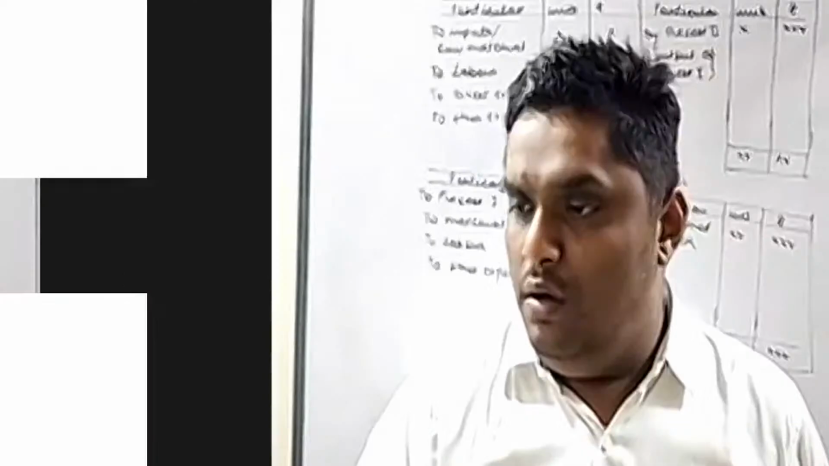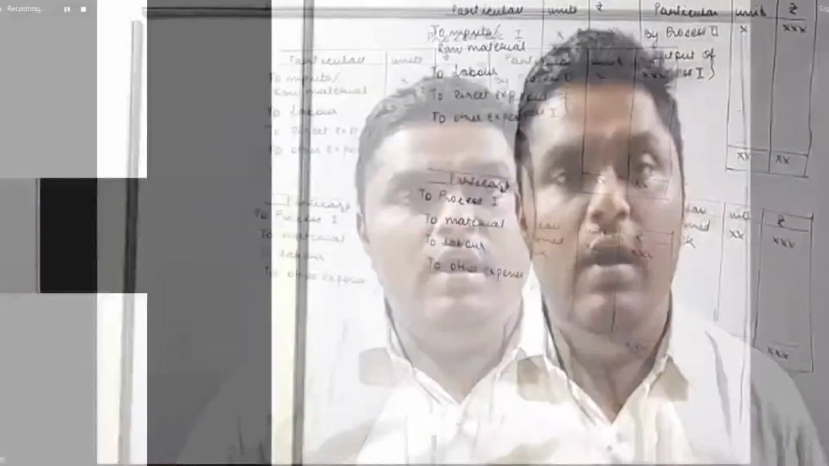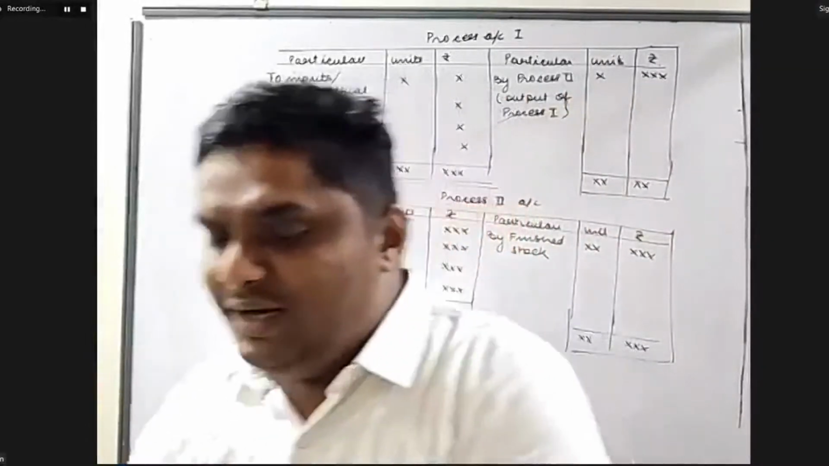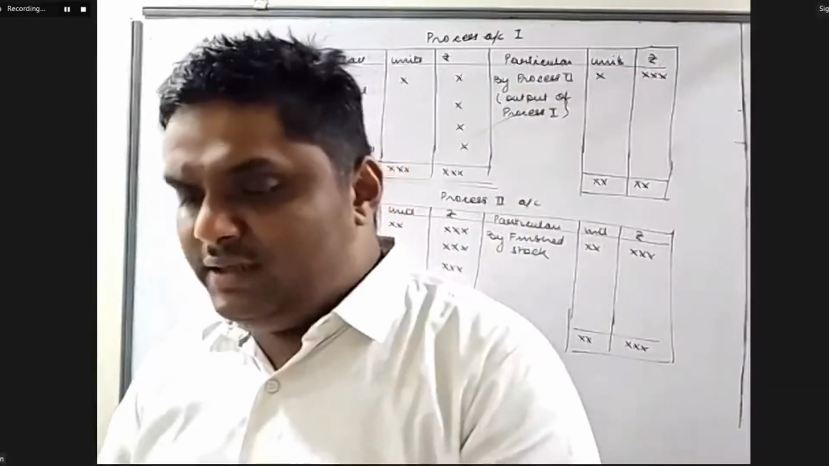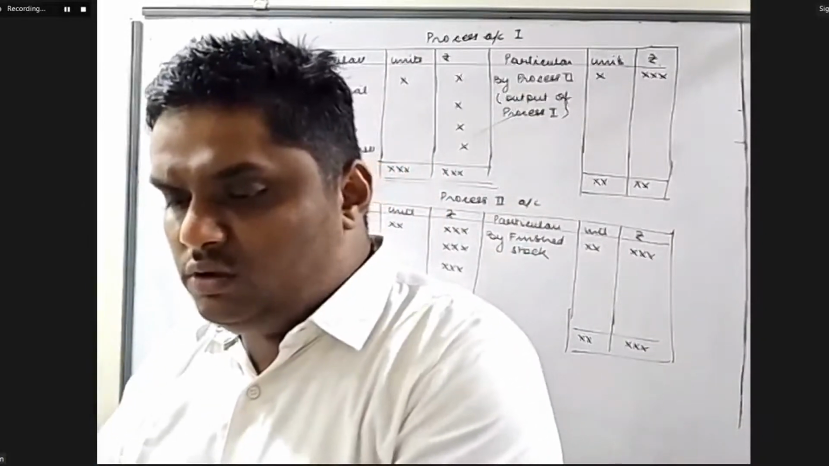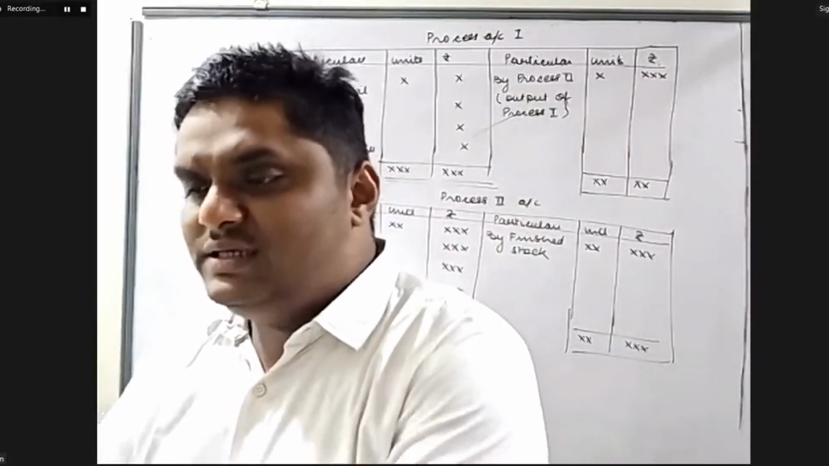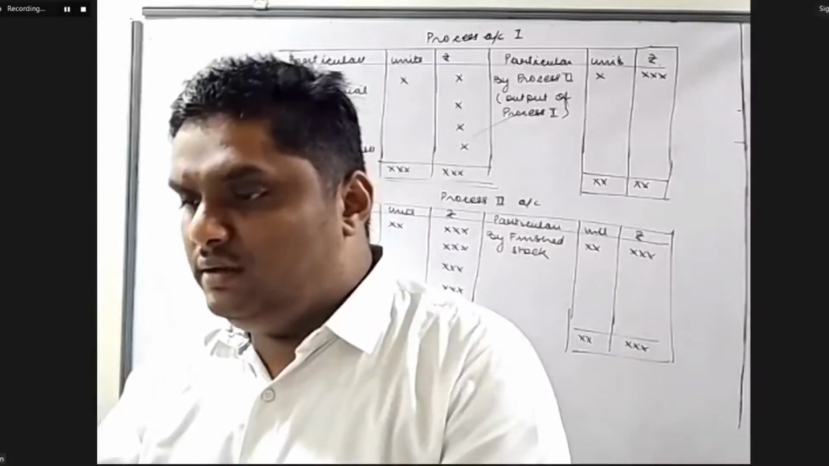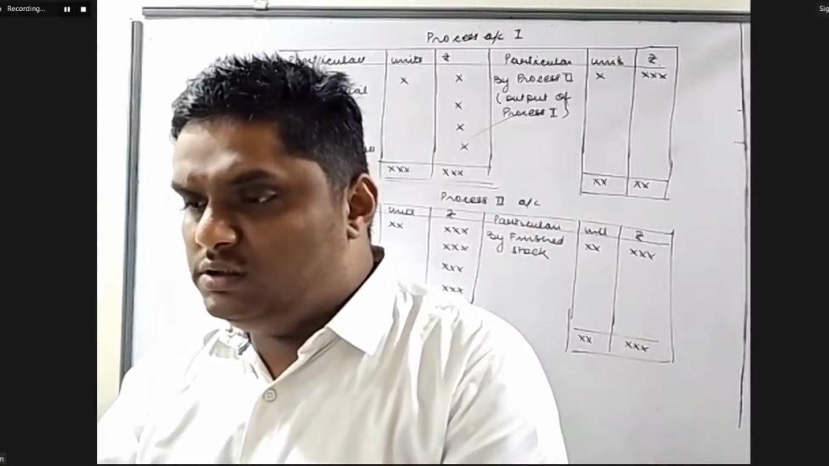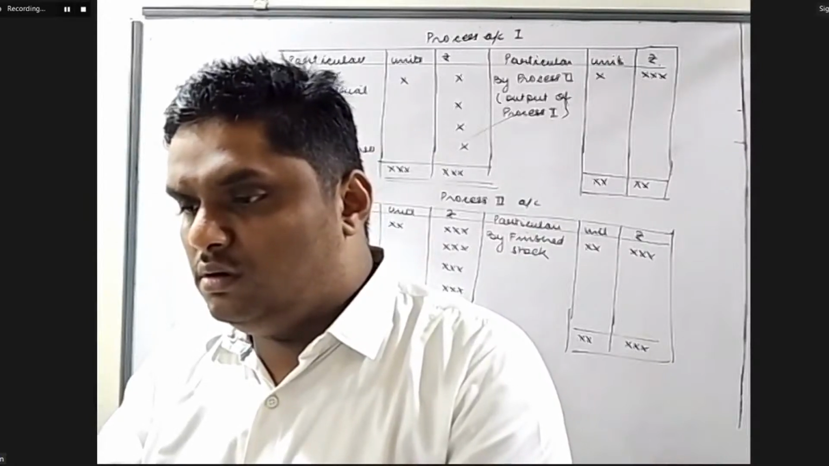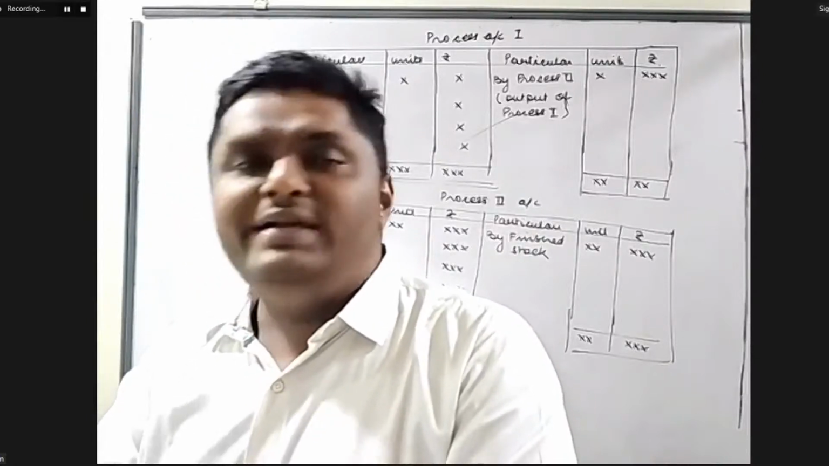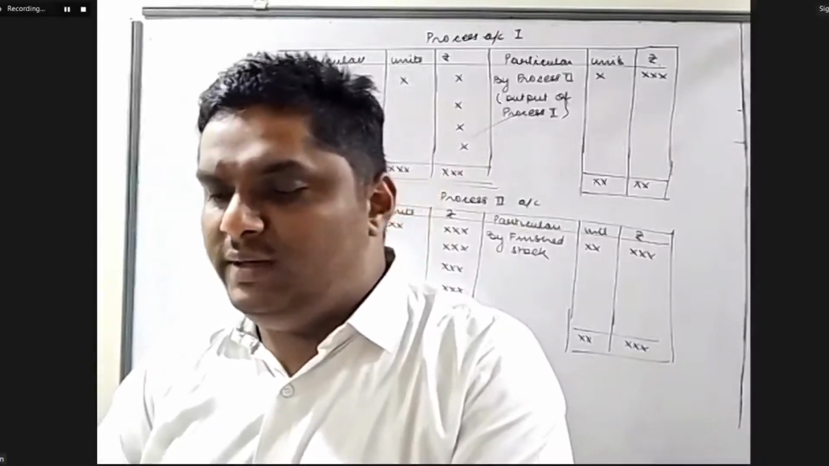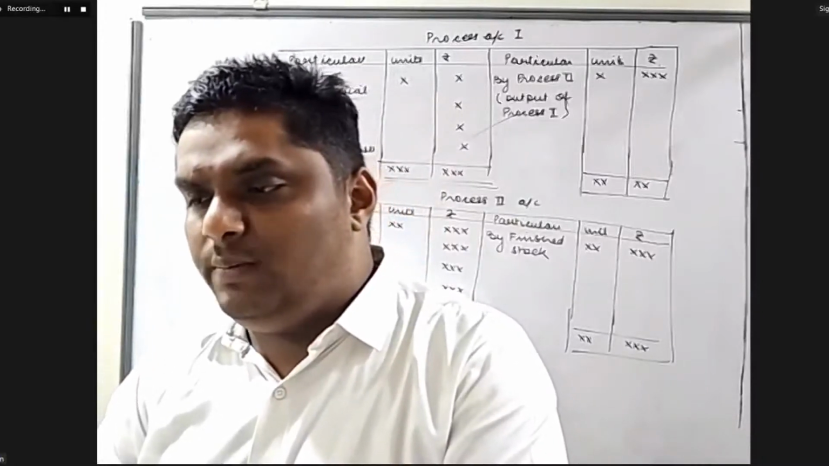So let's start, guys. Now we have discussed the basic concept of how to prepare a process account. So let's discuss one question. The question is there in the study material also. It is a very basic question on process costing. So let's start with illustration number 1. I request you guys to please open your study material. I'll be starting with illustration number 1.